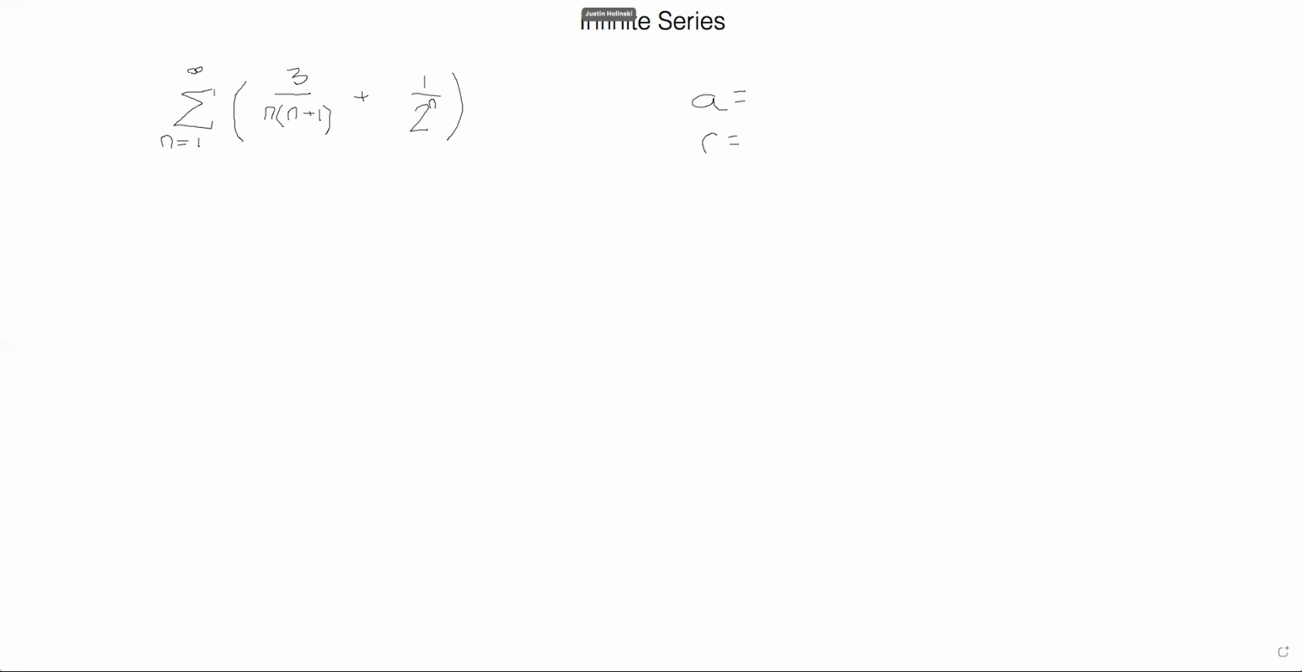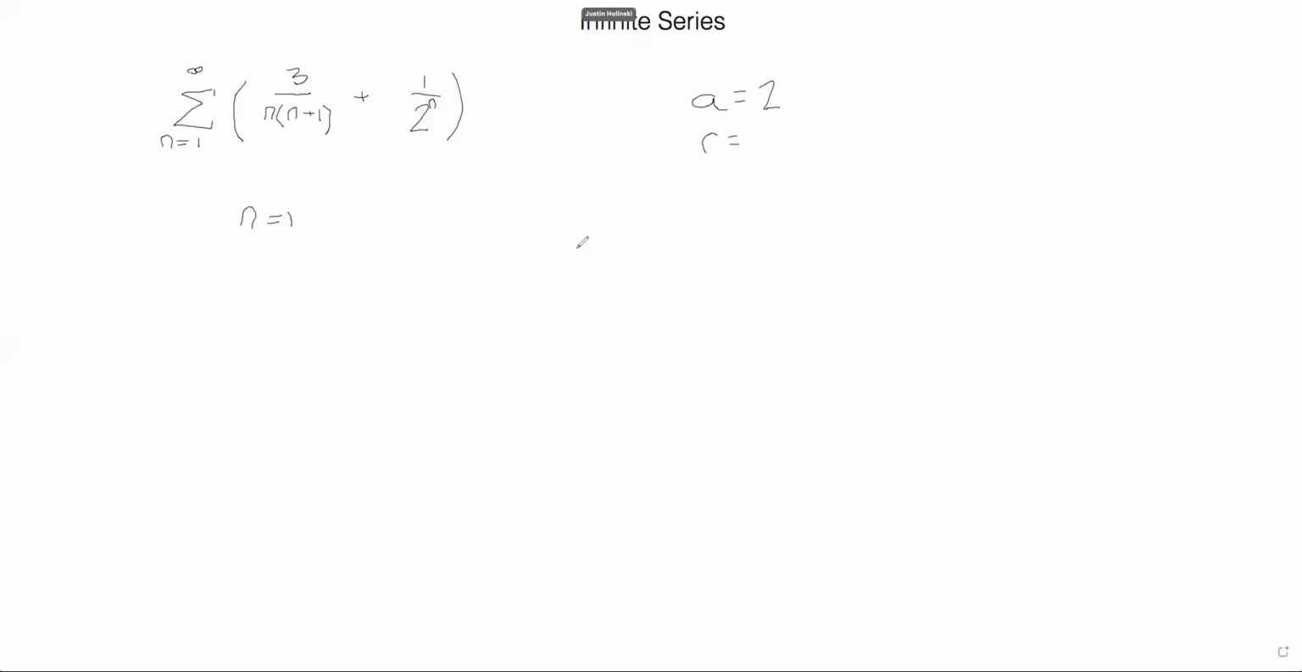So let's plug in an index of 1. If n is equal to 1, we get 3 divided by 1 times 1 plus 1. 1 times 2, so this would just become 3 halves. And then this thing over here would be 1 divided by 2 to the first power. That would just be 1 half. 3 halves plus 1 half is just 2. So we have our first element of the set. Whenever n is 1, this whole thing in parentheses has a value of 2. That is the first term in the sum, the first term in the series.